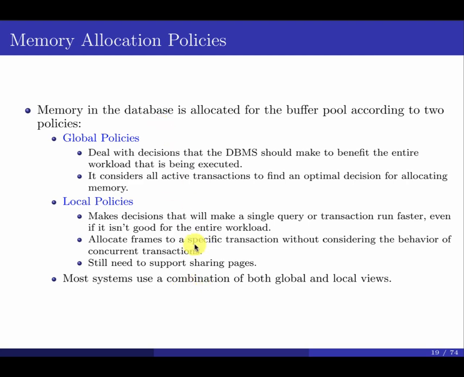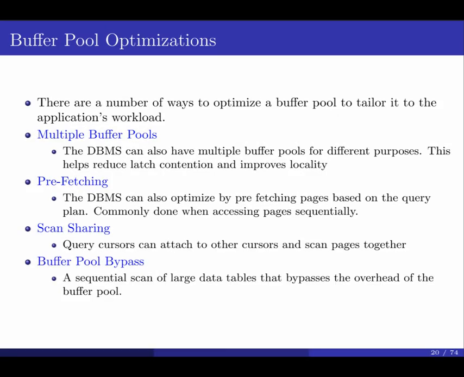Most systems are going to use a combination of both of them. We're going to revisit this later when we talk about different types of buffer pools. But keep in mind that it depends on either a global policy or a local policy, which is the way you choose which page is going to be fetched and allocated in the main memory.